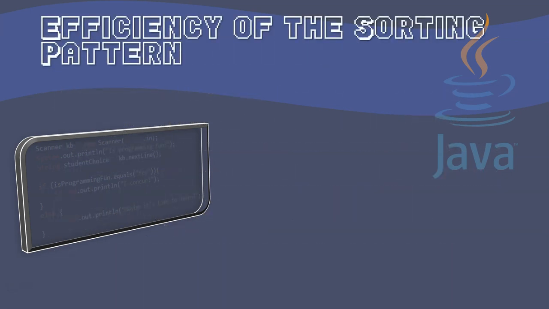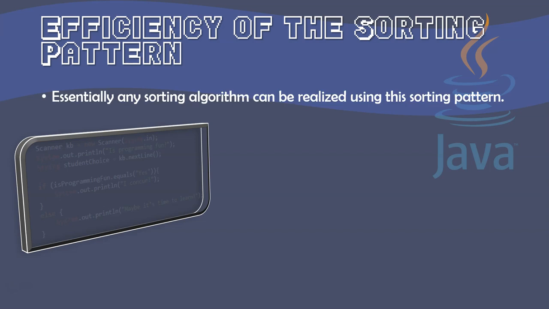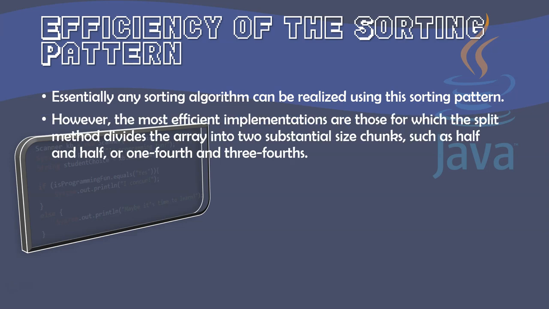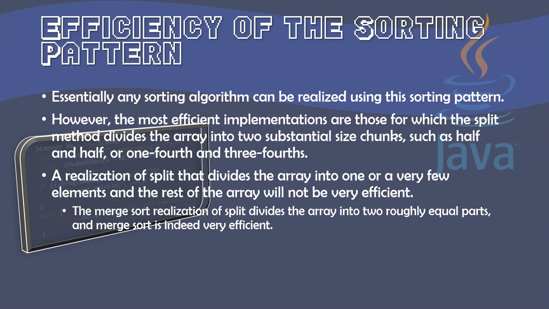So, before we wrap up here with our patterns, there's one more thing I want to discuss, which is the efficiency of the sorting patterns themselves. Essentially, any sorting algorithm can be realized with this kind of sorting pattern that we've talked about. However, the most efficient implementations are those where the split method divides the array into two substantial sized chunks, such as half and half, or 1/4 and 3/4. A realization of a split that divides the array into one or very few elements and the rest of the array will not be as efficient.